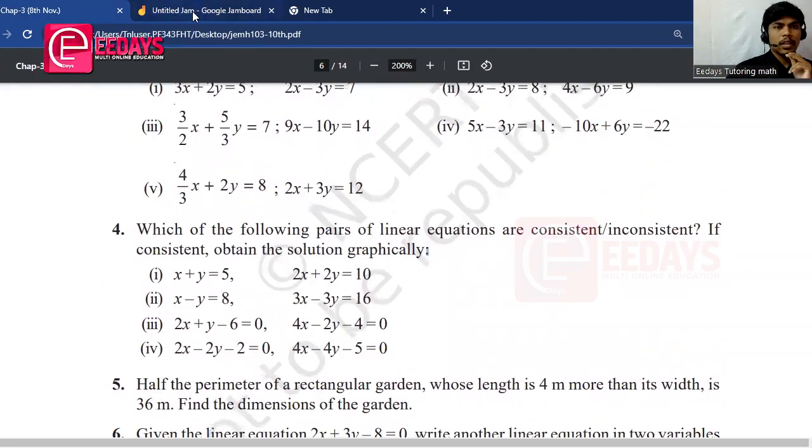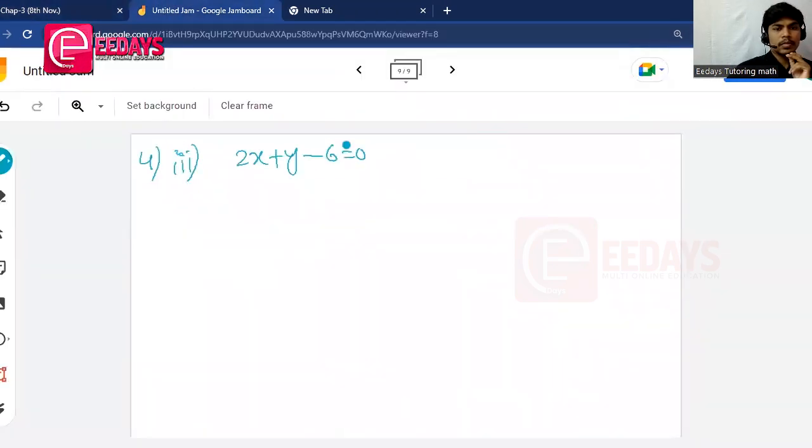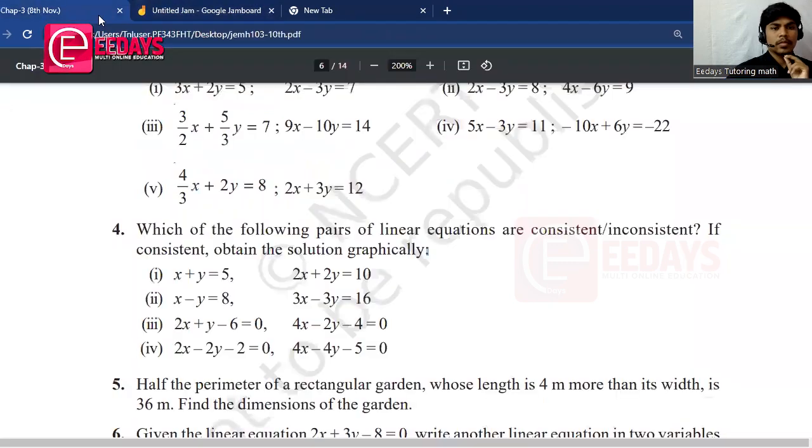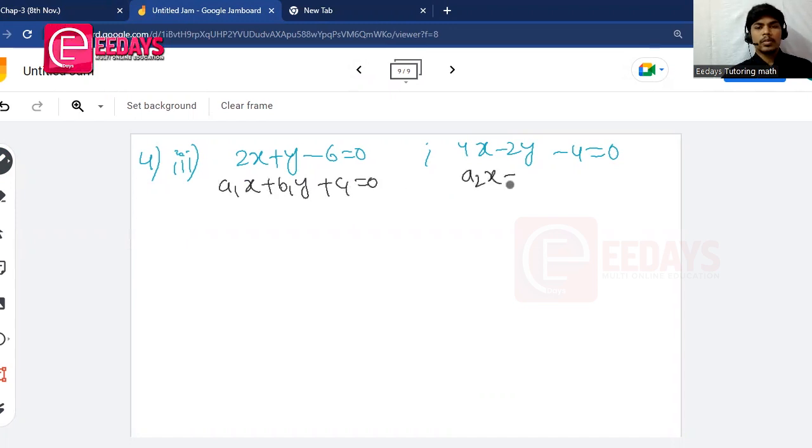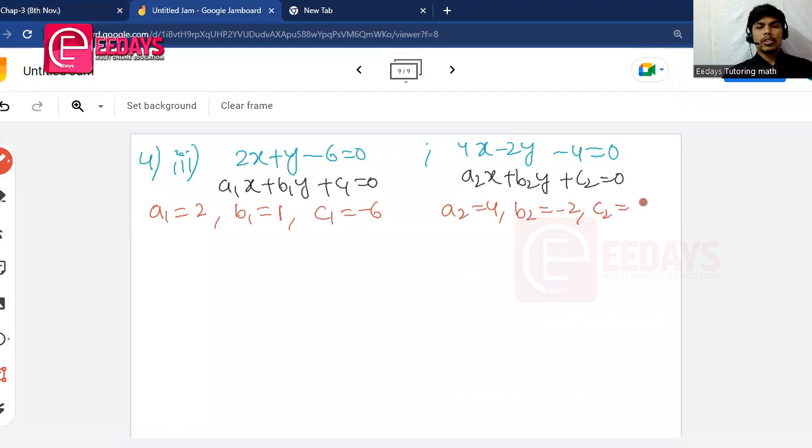I hope you understand. All right, next: 2x plus y minus 6 is equal to 0 and 4x minus 2y minus 4 is equal to 0. So a1x plus b1y plus c1 is equal to 0, a2x plus b2y plus c2 is equal to 0. Here a1 is equal to 2, b1 is equal to 1, c1 is equal to minus 6, a2 is equal to 4, b2 is equal to minus 2, c2 is equal to minus 4.